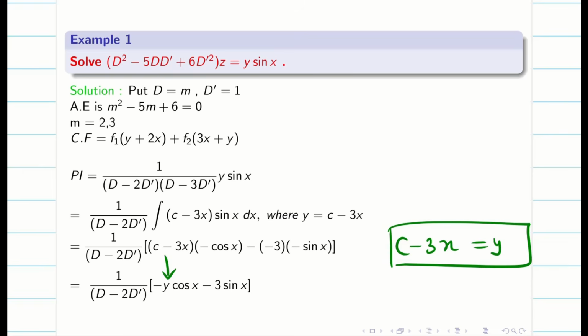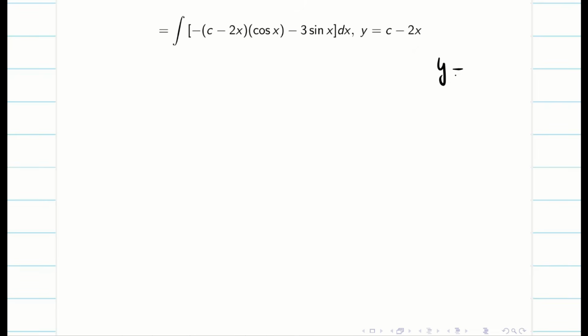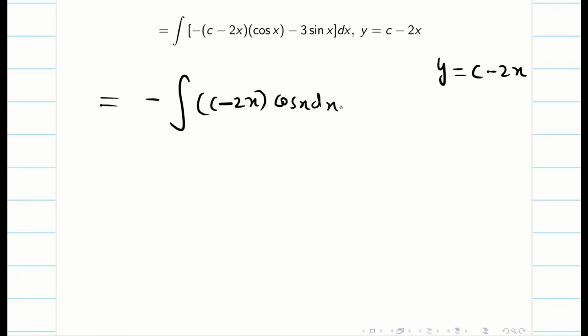So now the first half of the problem is over. Again, I have one more part in the denominator. So for this part, I am going to take this y as c minus 2x, because I have D minus 2D dash. So y I am going to replace by c minus 2x in cos x minus 3 sin x dx. Now you see, I'll take this minus outside: (c minus 2x) cos x dx minus 3 sin x dx. This part I can easily integrate. Sin x integration is minus cos x, minus into minus plus, so I have 3 cos x.